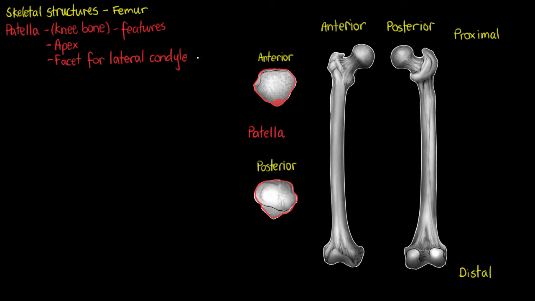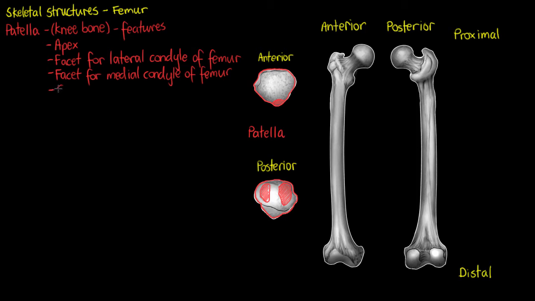We also have the facet for the lateral condyle of the femur, which is a large depression we can see here on the posterior aspect, which is going to articulate with the lateral condyle of the femur. And we also have a facet for our medial condyle of the femur, which is going to be a little bit smaller than the lateral condyle, but is going to have the same job. It's just going to articulate with the medial condyle of our femur. I'll just outline that one here too. So it's a little bit smaller, but it has the same job, and that's on the posterior surface.